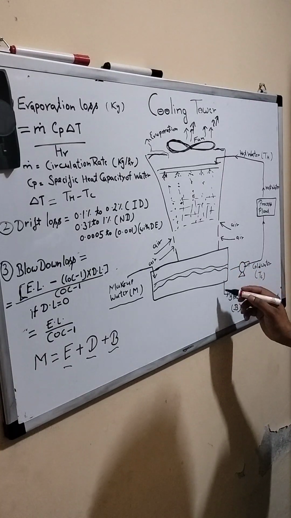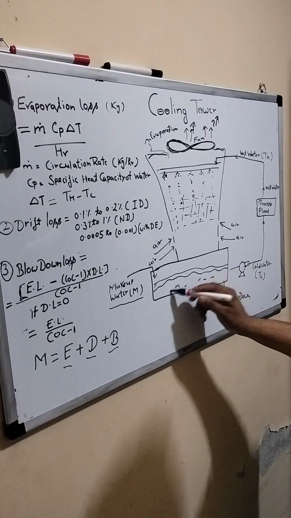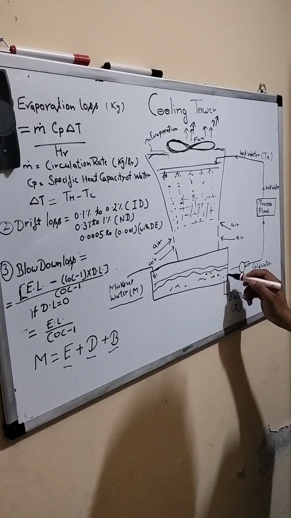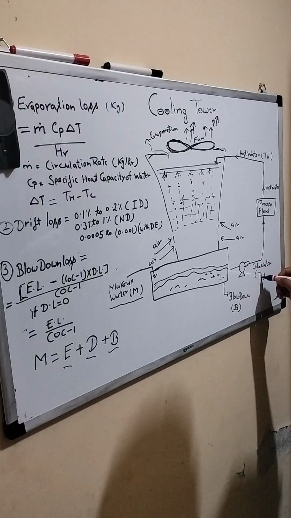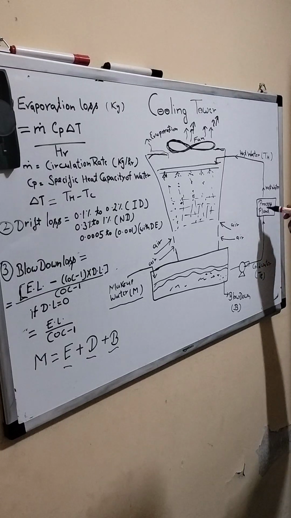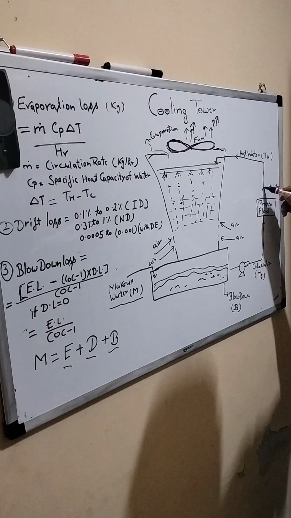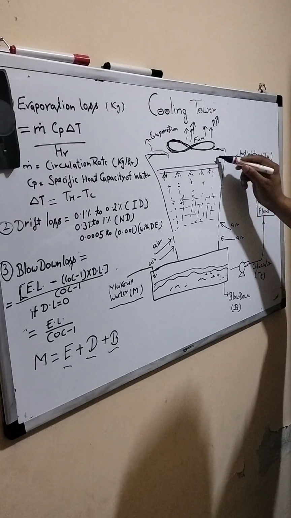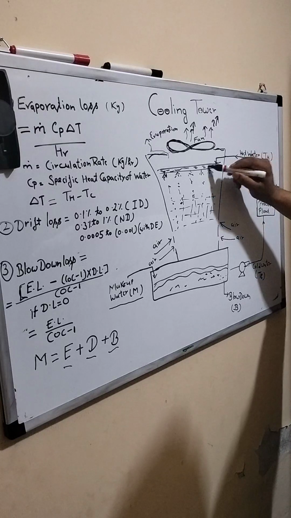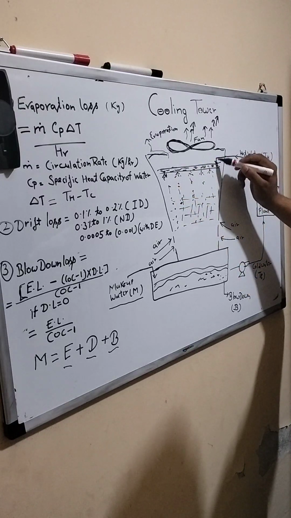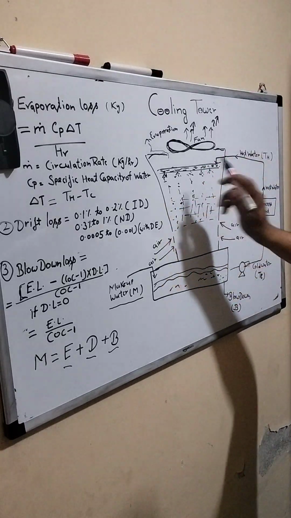Suppose the temperature of the cooling water, which we are using in the process plant, is Tc, cold water. After the process plant, the water will get hot. So hot water will go to the cooling tower. This is the header in which the hot water comes, and through nozzles it will spray over the whole cooling tower.